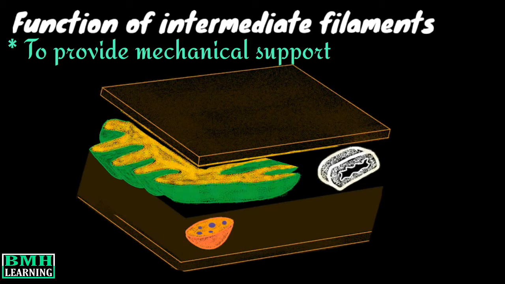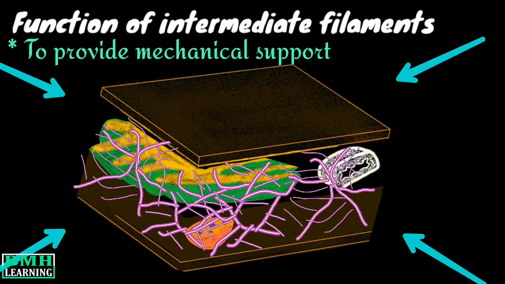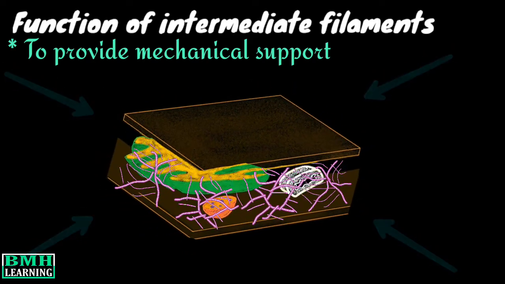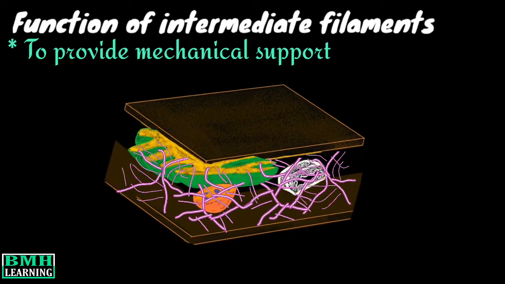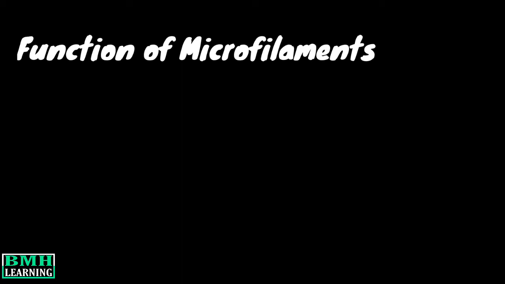Now the function of intermediate filaments. Perhaps the most important function of intermediate filaments is to provide mechanical support. Now imagine this portion of the cell looks like a mattress. Similar to the mattress, the spongy design of the cell is provided by these intermediate filaments. So, even if you apply force to push the cell inside, the cell would regain its initial form, just like a spongy mattress.